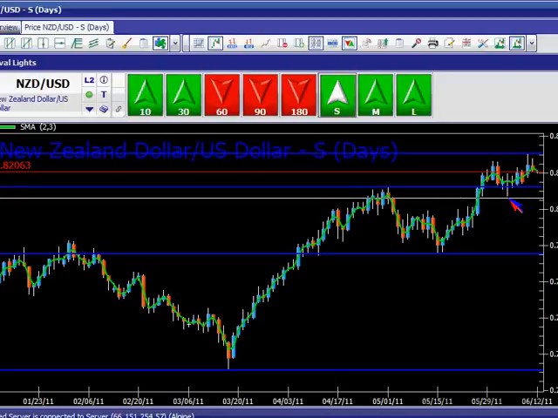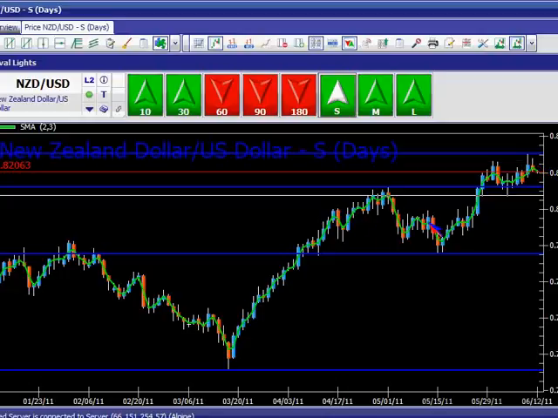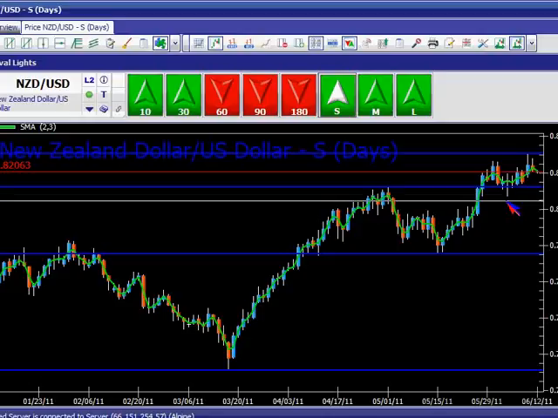But as I said earlier, do not mistake any kind of price corrections when there is such a strong trend. And I don't think that it takes a rocket scientist here to see that the trend is still a strong bullish trend for the New Zealand dollar versus the US dollar. So I said do not mistake any kind of price corrections necessarily for an actual trend reversal.